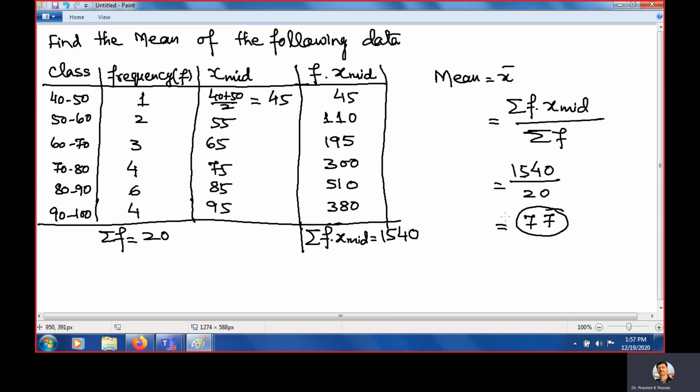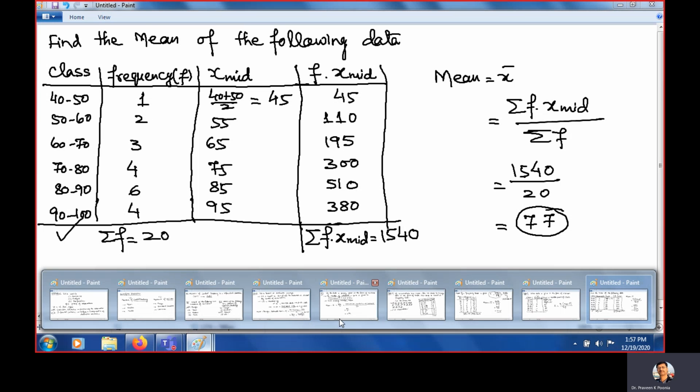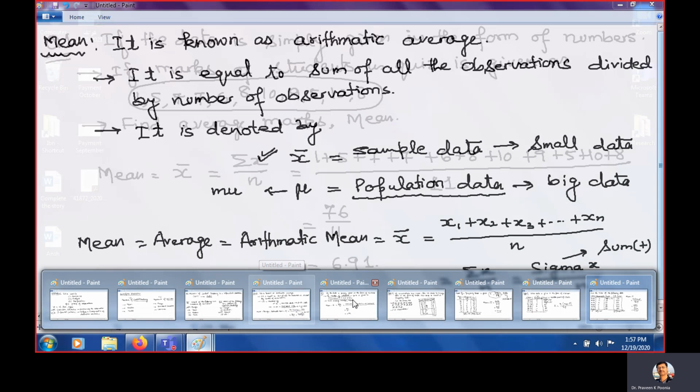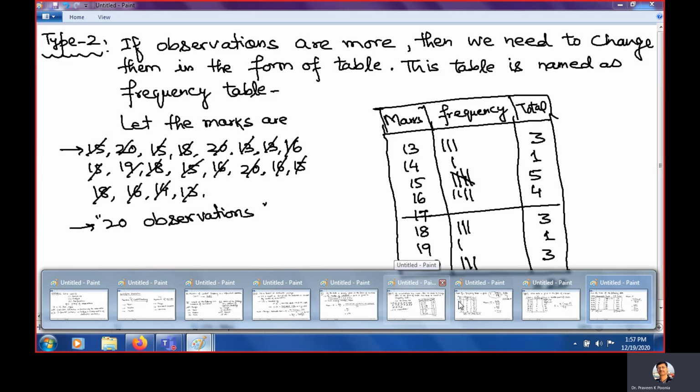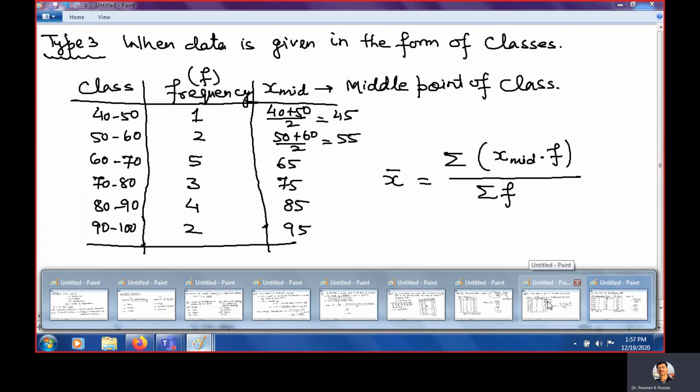So my dear friends, there are three types of data. One is simple, a very small number of data, a count of 5 or 7 numbers given. Another is a frequency table given, and another is class intervals given. Then this is how to calculate the mean. So I tried to evaluate. This is mean number 1, this is mean number 2 and this is mean number 3.